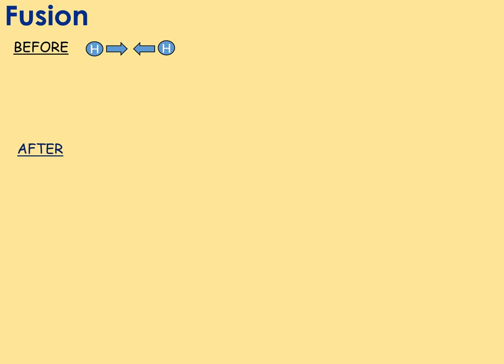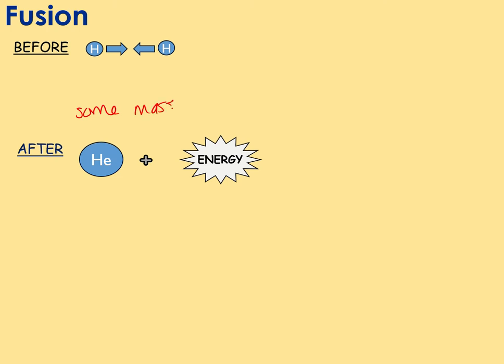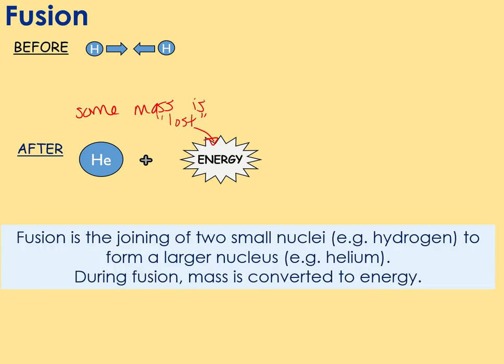So fusion is where you collide together small nuclei, such as hydrogen nuclei, and when they collide together, their combined mass is slightly smaller than their original mass. So again, some mass is, I'm going to put "lost" in inverted commas because it's not lost. What's actually happening is it's converted into energy. So you take two small nuclei and they are joined together to make a larger nucleus.